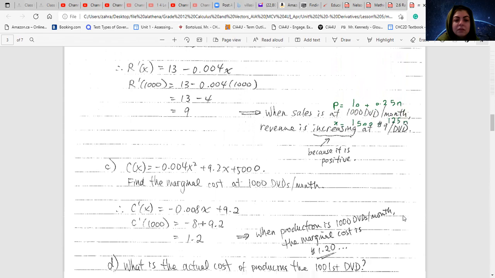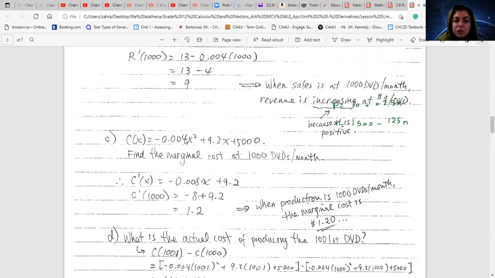Now the cost function needs to be given to you. For marginal cost, again, you take the derivative of that cost. For 0.04x squared, the power in front, power minus 1, and for 9.2x, the derivative is 9.2. And the derivative of the constant is 0, so you don't have it here.